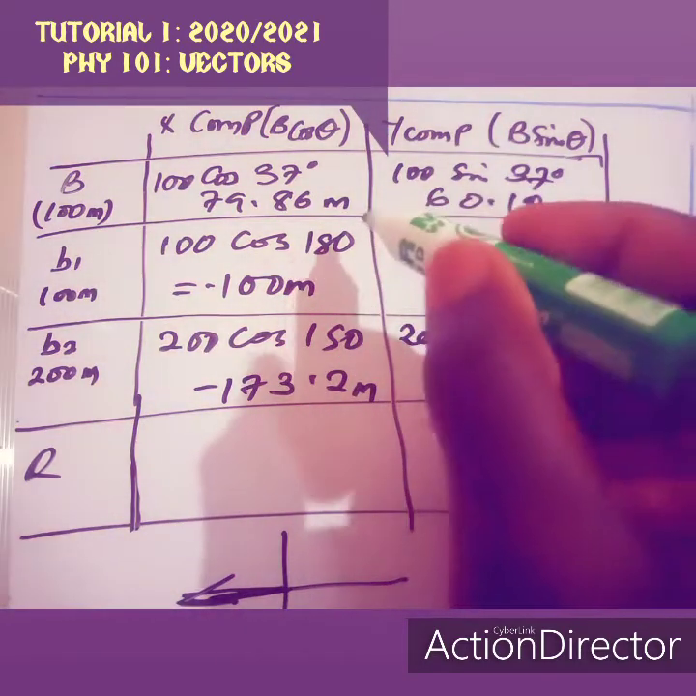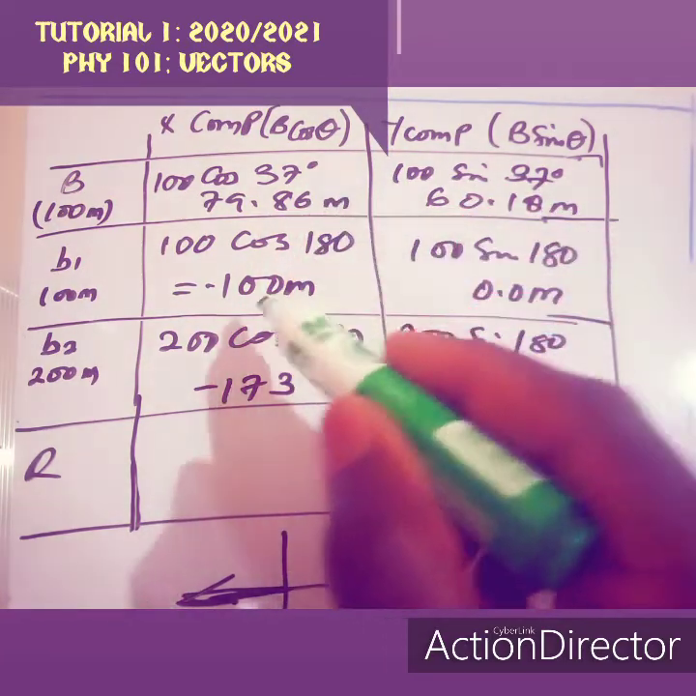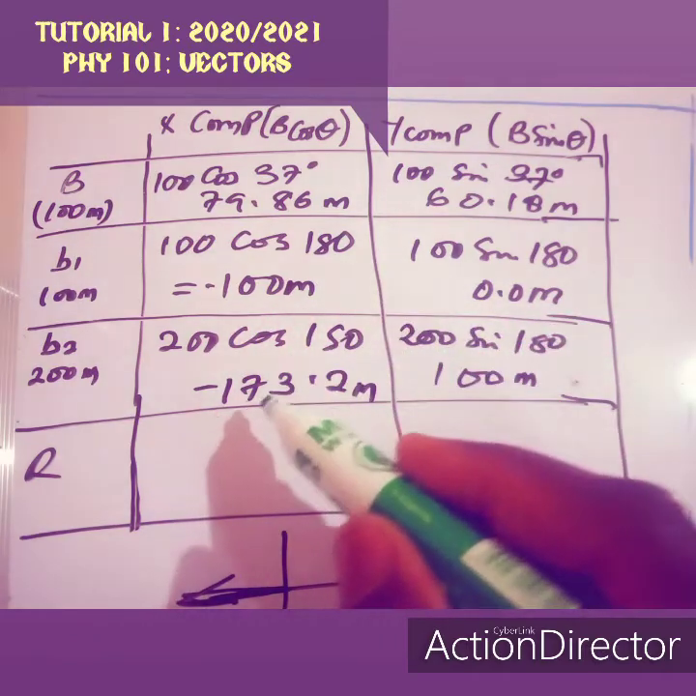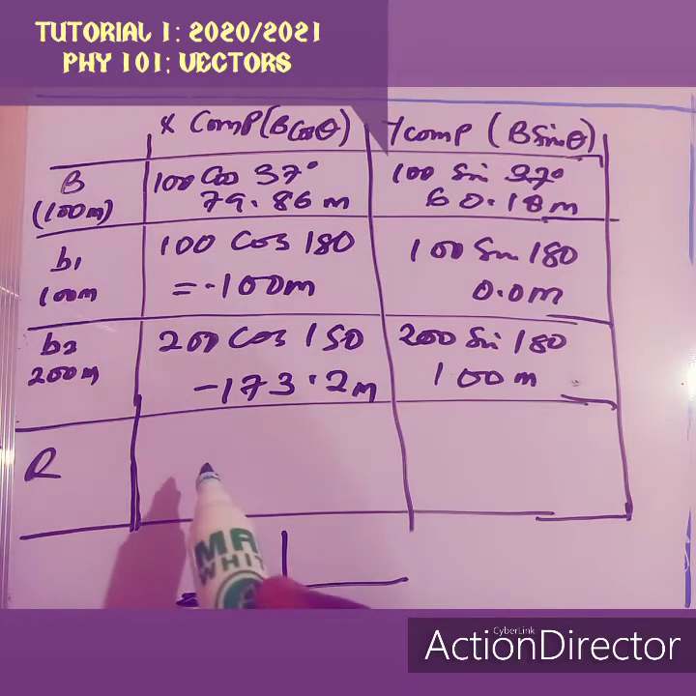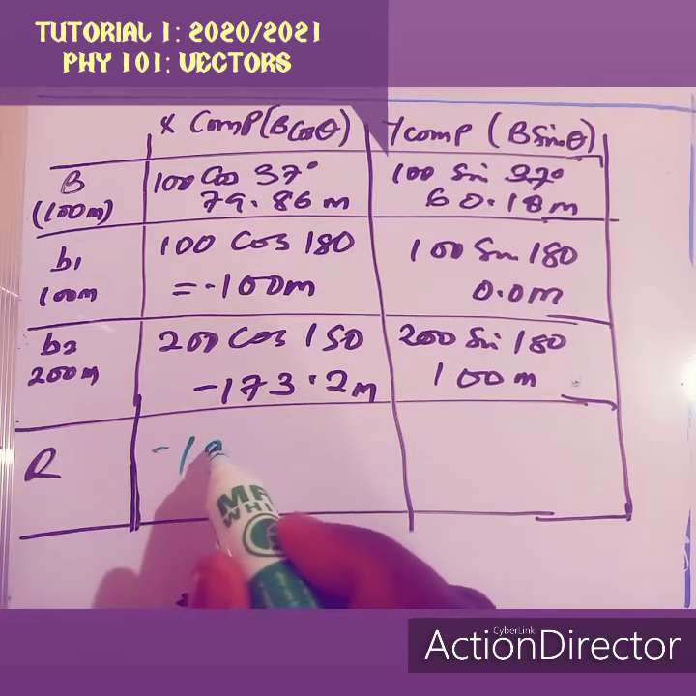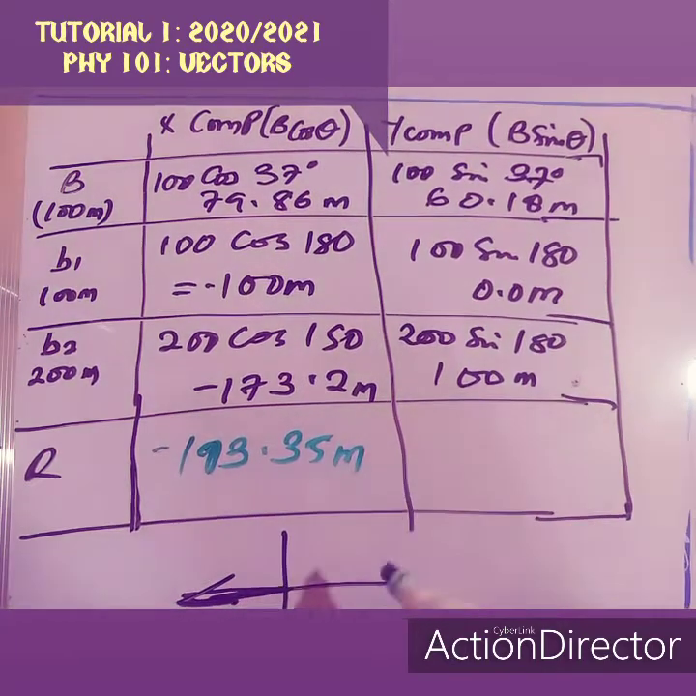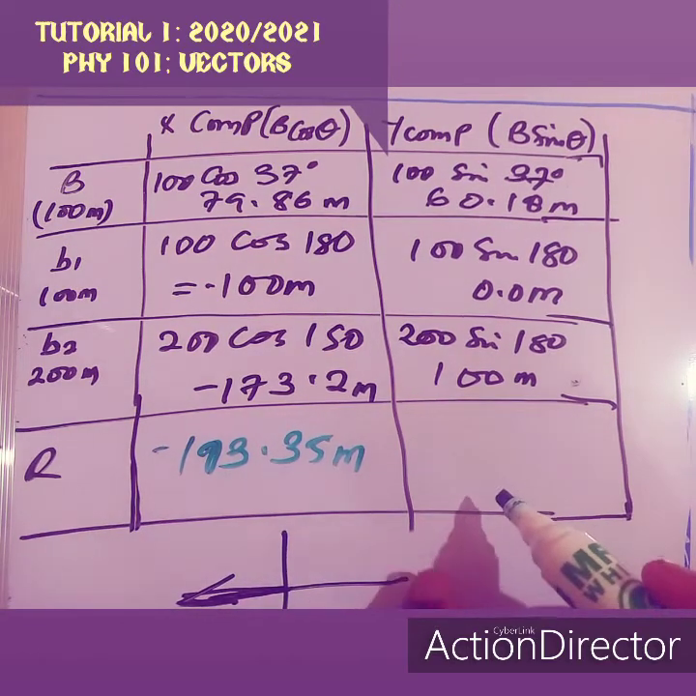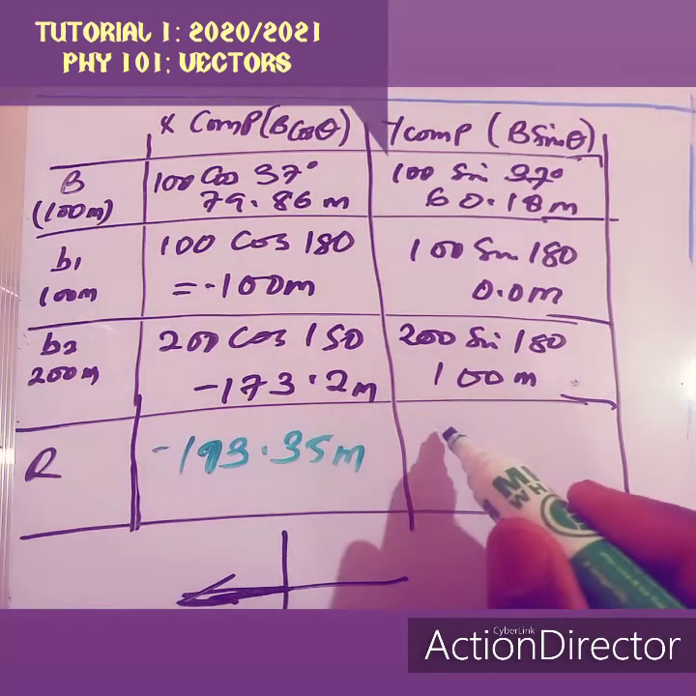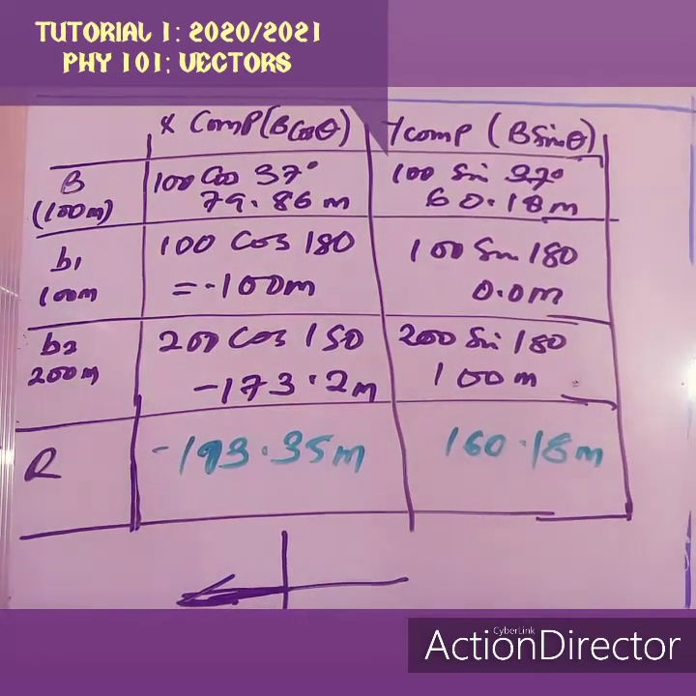This is for the x component. You add 79.86 plus 100 meters plus minus 73. When you add them, our resultant in the x-axis will be minus 193.35 meters. Then our resultant in the y-axis will be 160.18 meters.